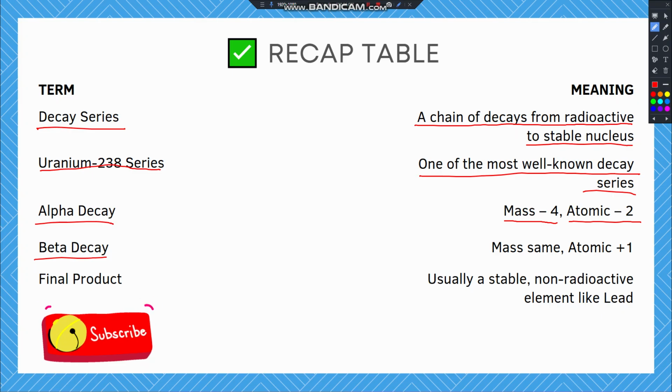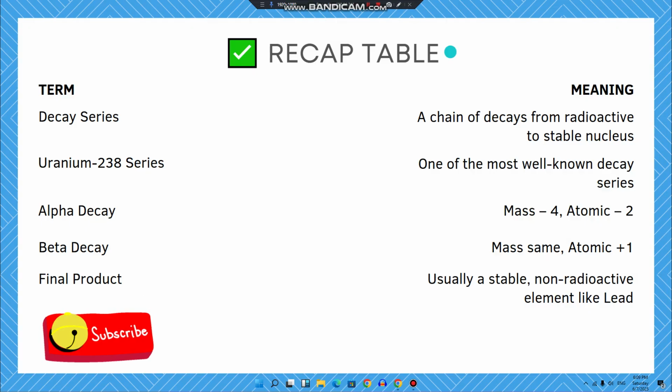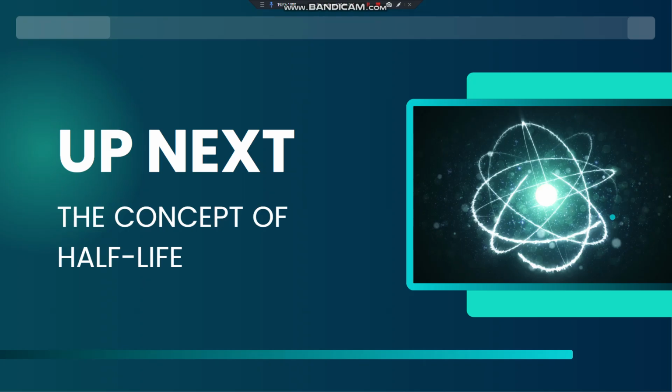And then we have the beta decay. The beta decay is a type of radioactive decay that leaves the mass number the same and then increases the atomic number by 1. And then we have the final product. The final product is also called the daughter nucleus. And it is usually a stable non-radioactive element like lead that we saw in the previous radioactive decay question that we solved.